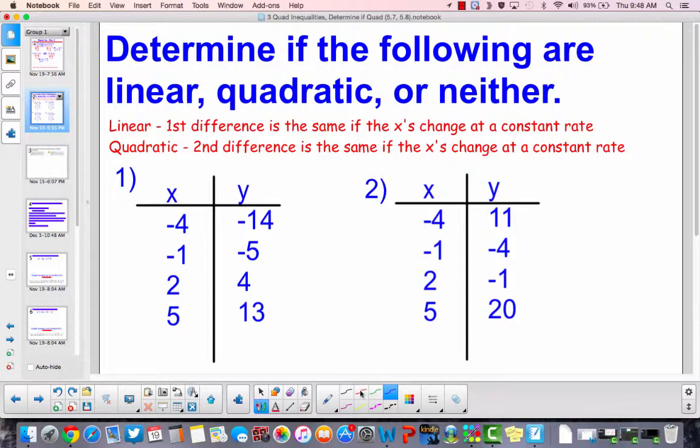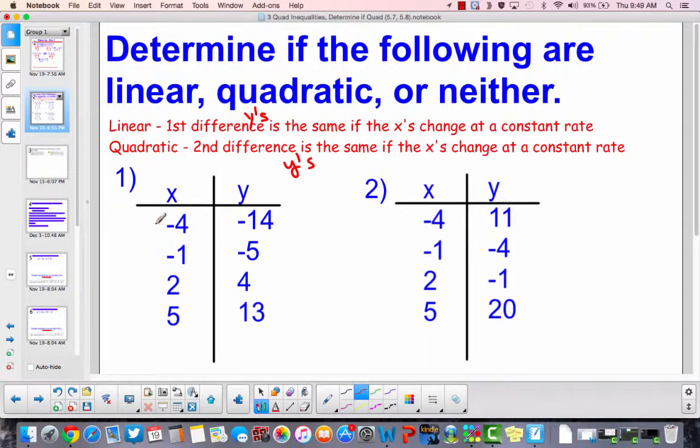So let's take a look, and you might want to write this down. I'll give you just a minute, pause it right here, and you can write this down. If the x's change at a constant rate and the first difference of the y's is the same, it's linear. Quadratic if the second difference for the y's is the same, if the x's change at a constant rate.